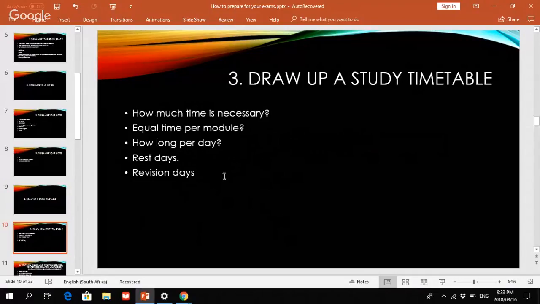So make sure that you don't skip on any revision, and you do incorporate revision into your study timetable, so that you're not caught out at the end of your studying session and you have no time for revision, and then you wind up being in a situation whereby you actually didn't revise anything and you've forgotten something which you studied a month ago.